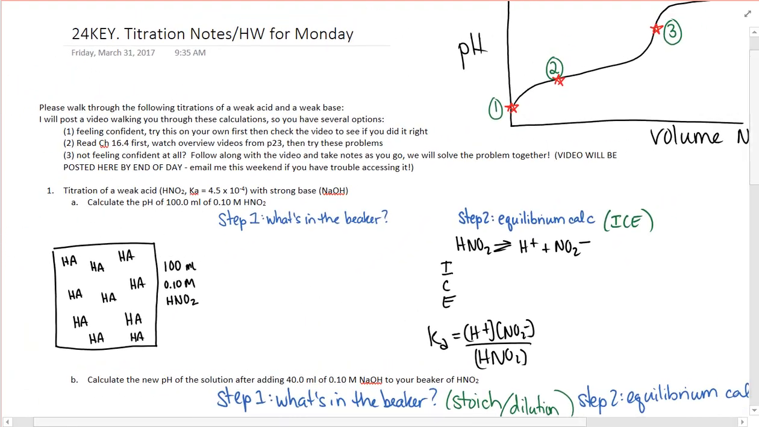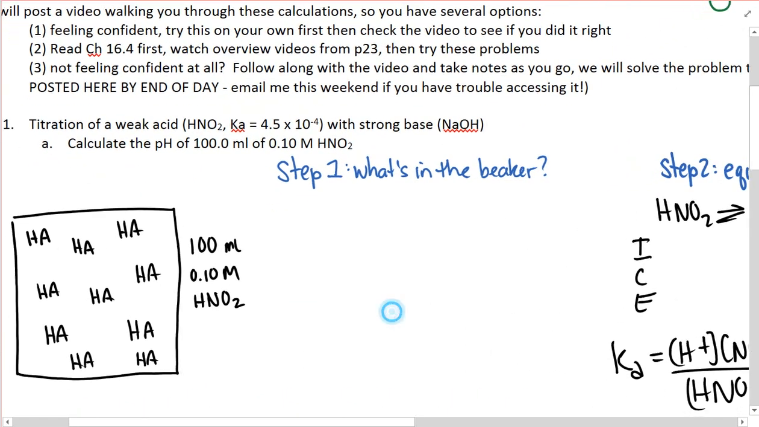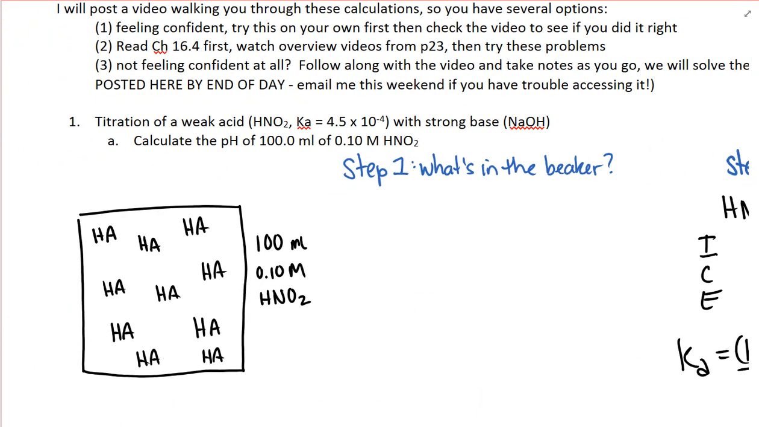So we're starting out here at point 1. This is our weak acid before we've added any base to it. So I always break these steps down into two different mental thought processes. So step 1, I'm going to ask myself, what's in my beaker? And then step 2, I'm going to ask myself, what is the equilibrium reaction here? And I'm going to use that equilibrium reaction to find the pH. So step 1, what's in my beaker?